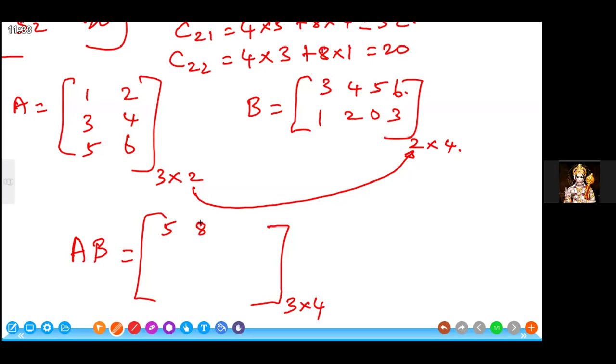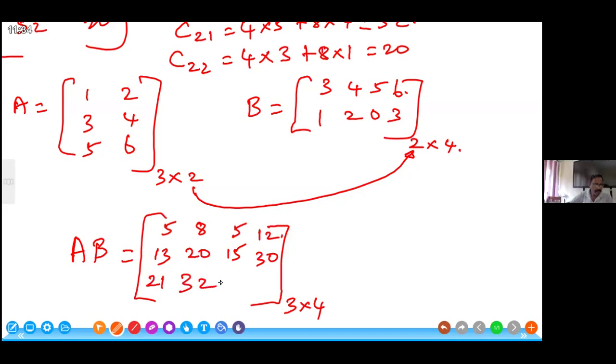5, 12. Second row: 13, 20, 15, 30. Last row: 21, 32, 25, 48. Good.